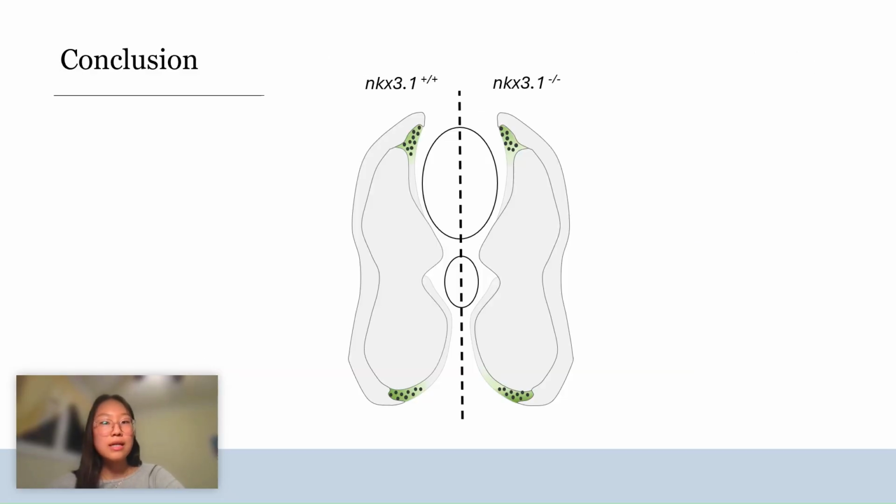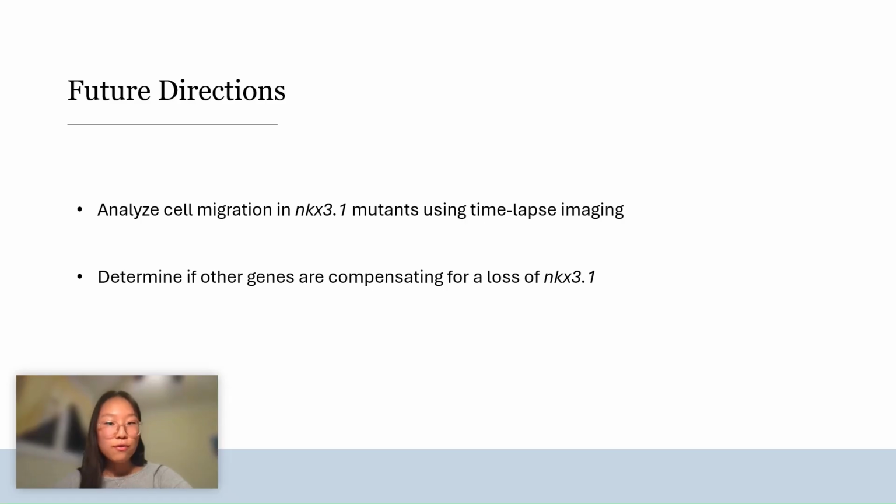So to conclude, it seems that in the presence of nkx3.1, cell migration is able to occur normally. However, if we take out this gene, cell migration does not occur. But even without it, we saw those embryos were able to somehow recover and continue to develop normally. So moving forward, it would be interesting to study how these embryos are recovering from the initial migration defect. For example, we can see if there are other genes that are compensating for a loss of nkx3.1. And also it'd be interesting to use time-lapse imaging to be able to track cell movements directly in these mutant embryos in real time to see what's actually happening to those cells that are unable to migrate.